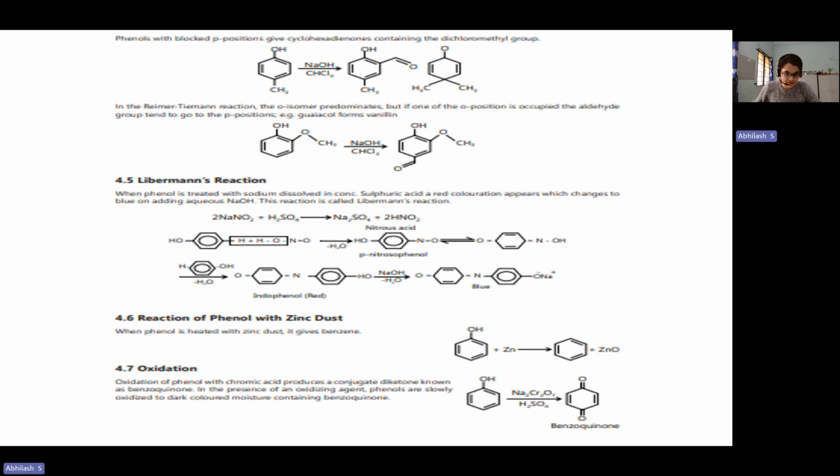Let's discuss the oxidation of phenol. Oxidation of phenol takes place in the presence of Na2Cr2O7 in an acidic environment, which leads to the formation of benzoquinone. This is one of the main basic oxidation reactions of phenol.